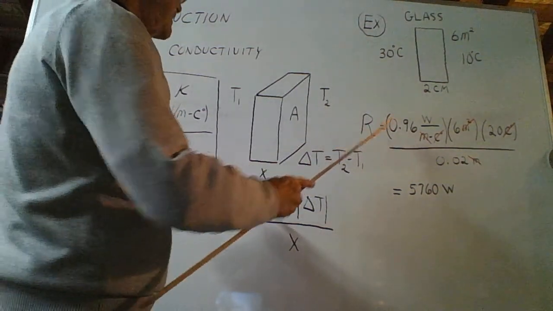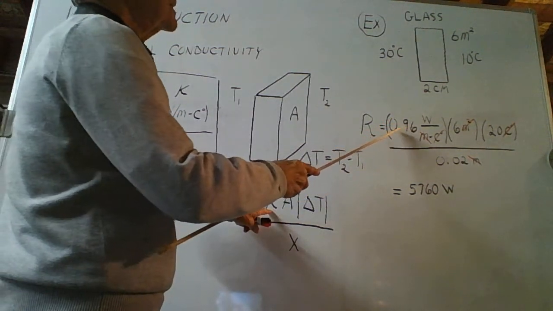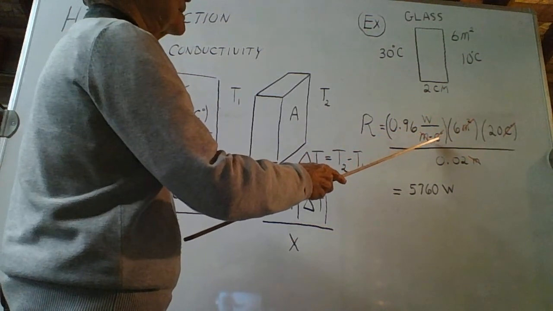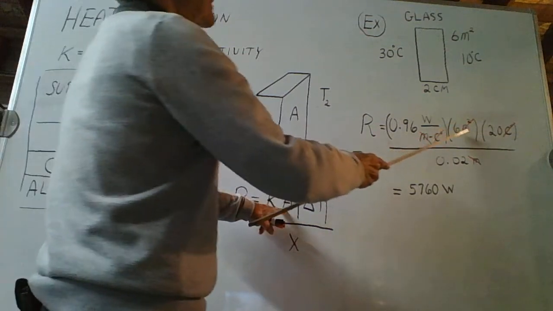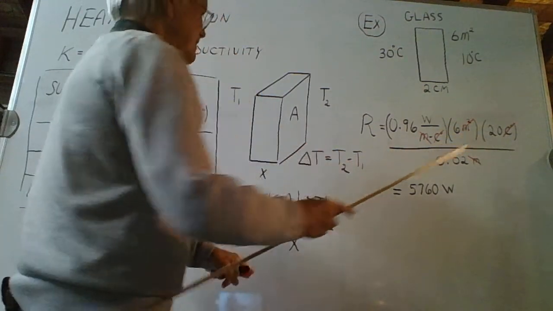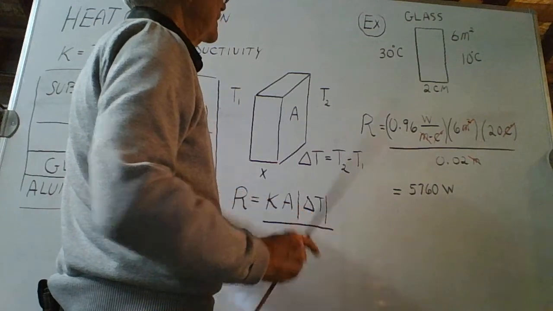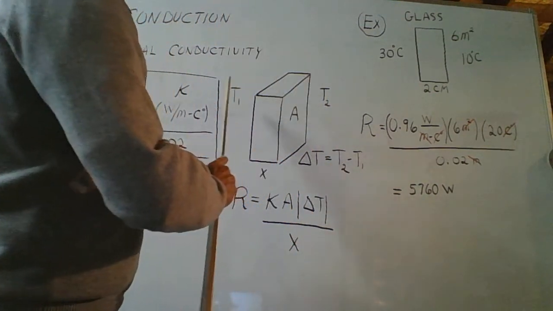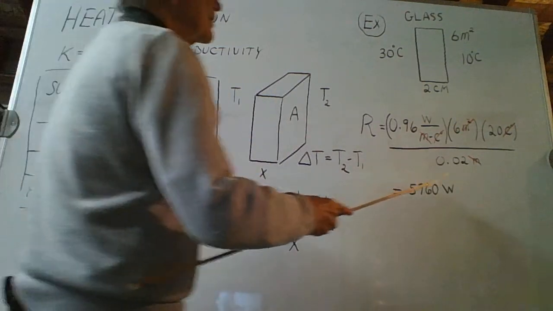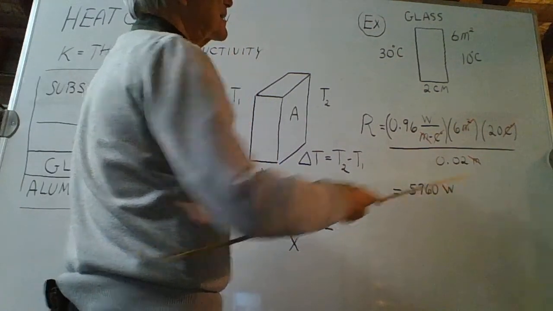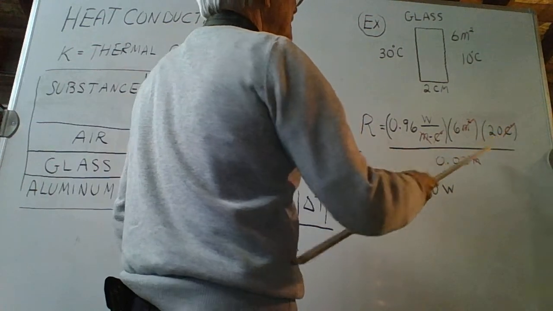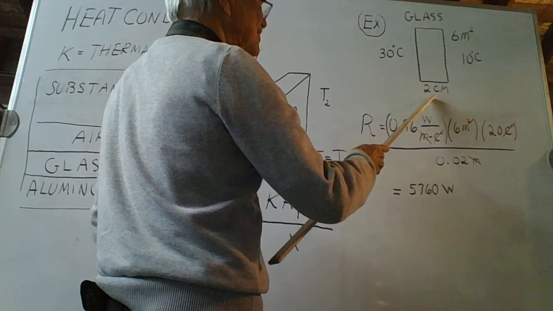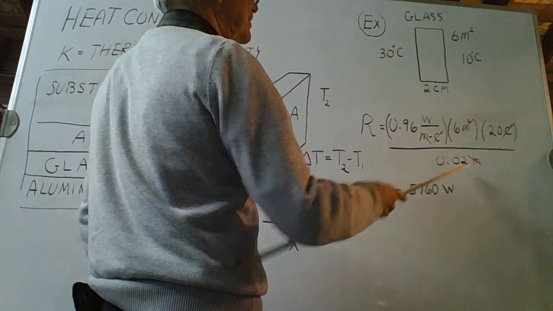Substituting in for K in this position here, we have 0.96 times those units, watts per meter Celsius degree, times the face area of 6 meters squared, times the temperature difference, which is the absolute value of 10 minus 30. Absolute value of a negative 20 gives us a positive 20. And then we divide by the thickness of the wall, making sure to convert from centimeters to meters, 0.02 meters.